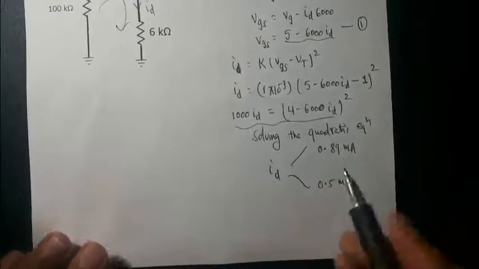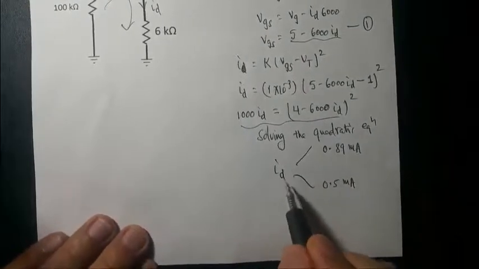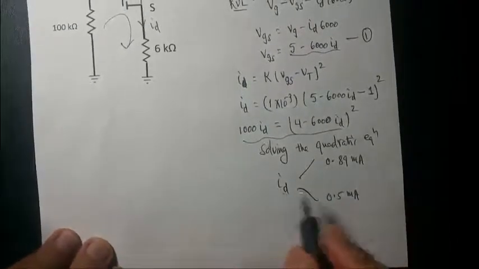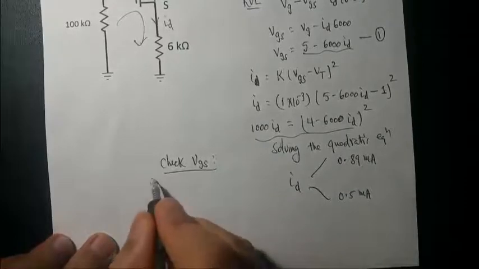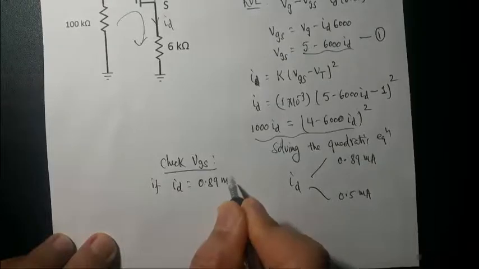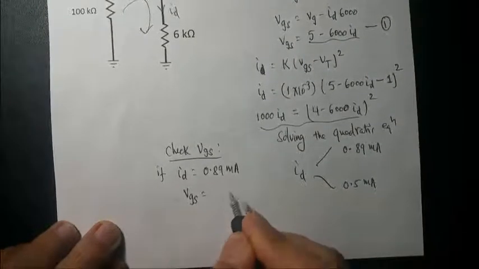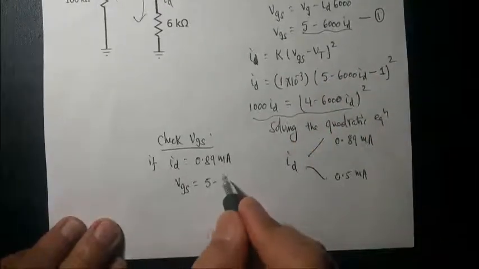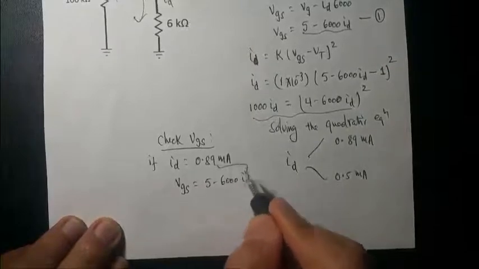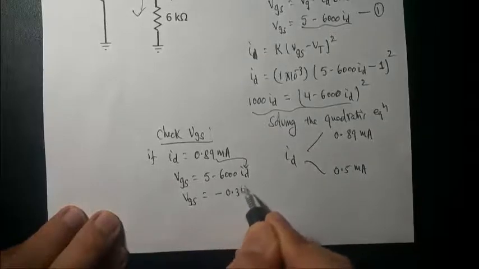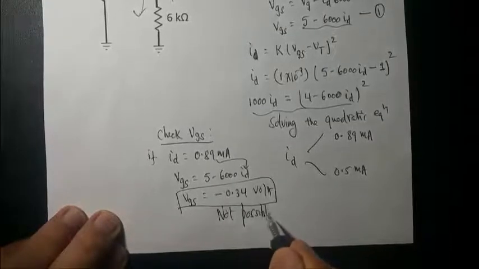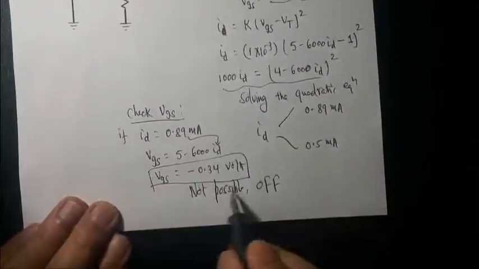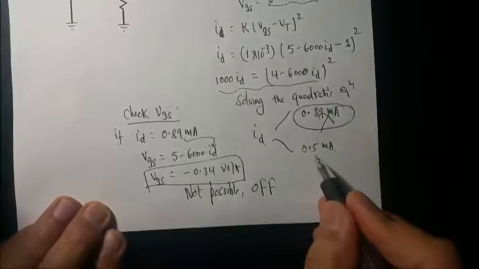So how do you choose which one is correct? You have to check which value of the drain current will turn the transistor on. So you have to check VGS. Let's say ID is 0.89 milliamp. Then VGS, from equation number 1, is 5 minus 6000 ID. With ID being that much, VGS will be negative, and that's not possible, because the transistor will be in off state. If the gate source voltage is negative, the transistor will not conduct. So that's not possible. So your ID has to be 0.5 milliamp.